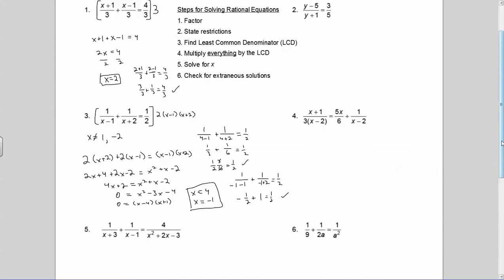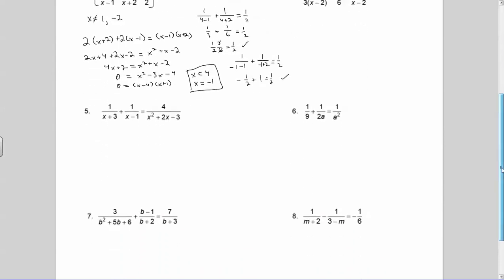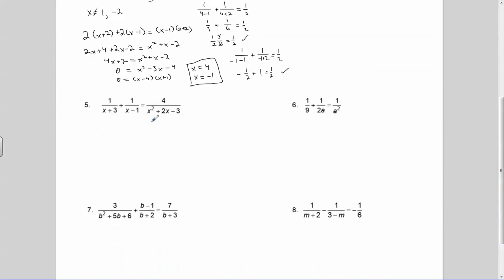Number 5. This time we do need to factor in our first step. So this will become (x + 3)(x - 1). Now our restrictions: x cannot equal negative 3 or 1. We're going to multiply everything by our least common denominator, which is (x + 3)(x - 1).